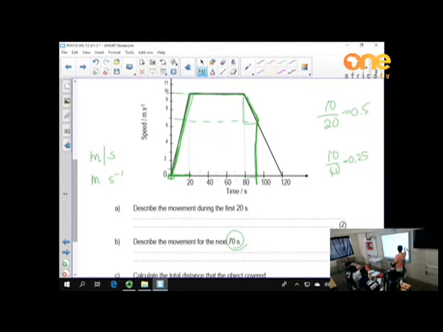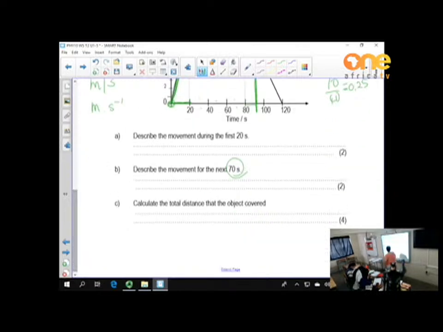Yes, it will be minus 0.25. That's quite correct. It decelerates. You can either say it decelerates at a rate of 0.25 meters per second squared, or it accelerates at a rate of minus 0.25 meters per second squared. It means the same. Okay, and then calculate the total distance covered by the object.